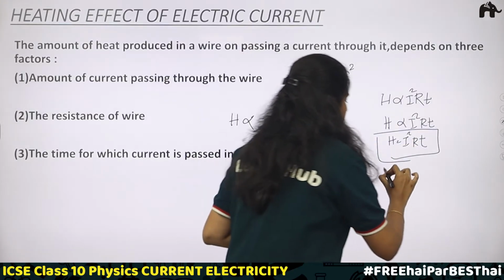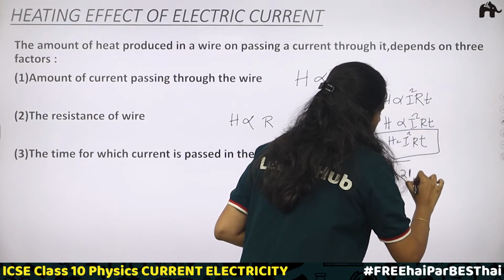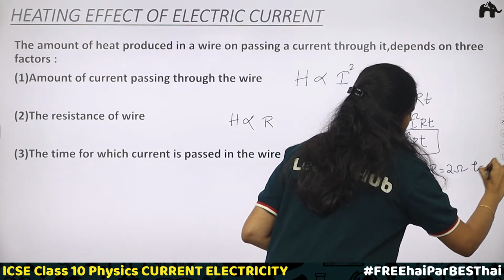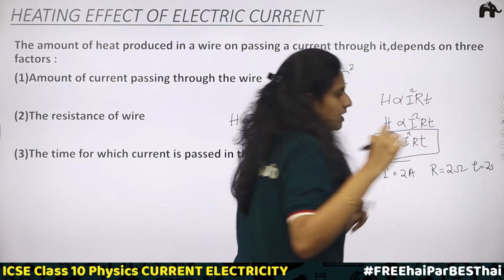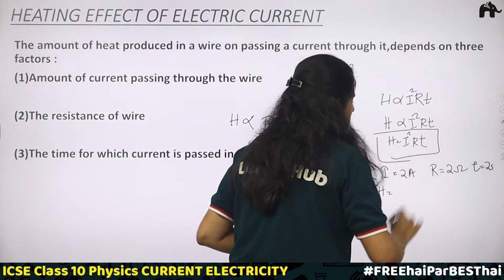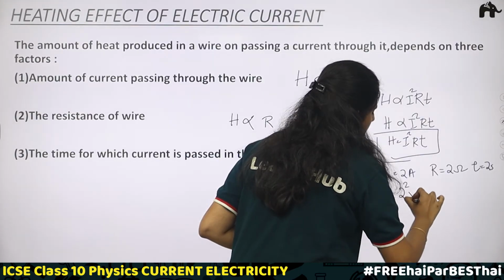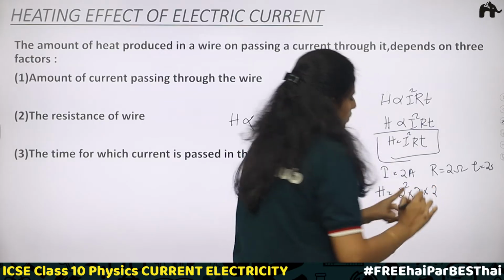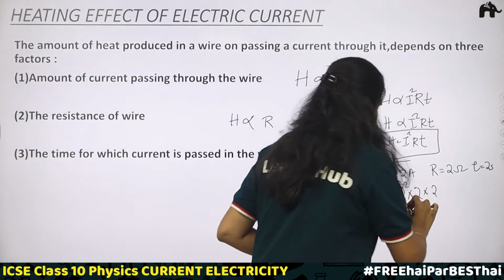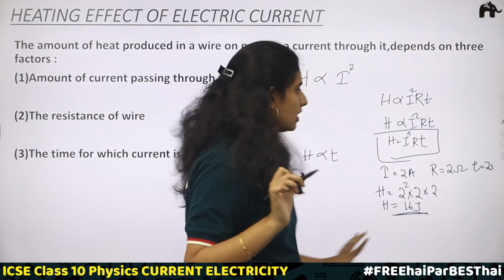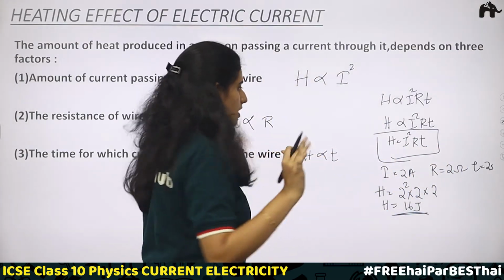For example, let us take a current of 2 ampere flows. The resistance of the wire is 2 ohm and time is 2 seconds. In that case, what is the heat energy? Heat energy will be equal to I square RT: 2 square, R is 2, time is 2. 2 square is 4, 4 into 2 is 8, 8 into 2 is 16. So heat energy is 16 joules in this case. This is how you can calculate the heat energy. Clear?